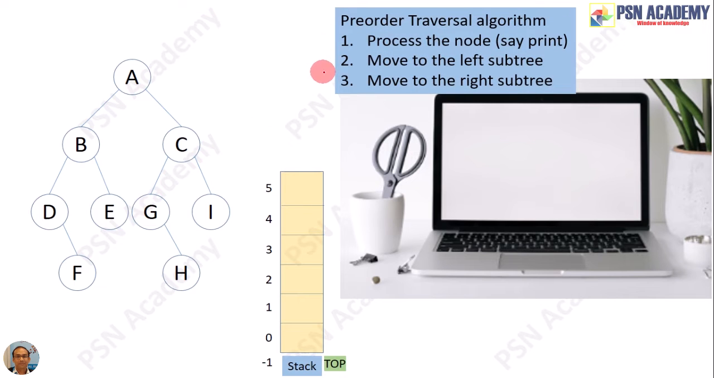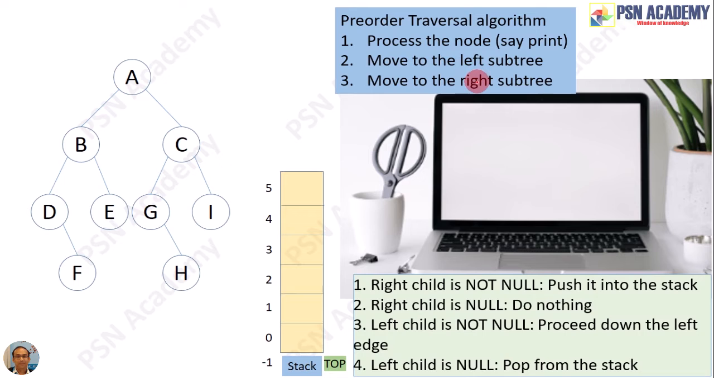This is our algorithm for Preorder Traversal. Step 1. Process the node. In our case, it will be the printing the data from each node, right? Second step, move to the left subtree, and the third step, move to the right subtree. Before implementing this iterative algorithm, I would like to show you the rules.